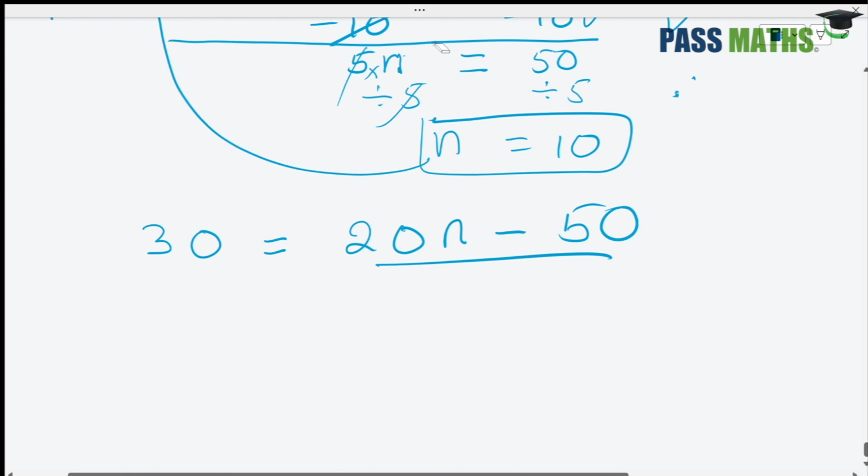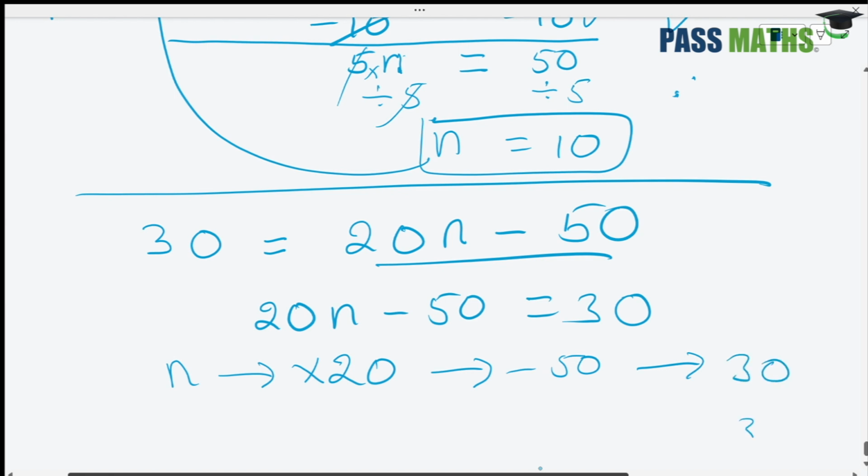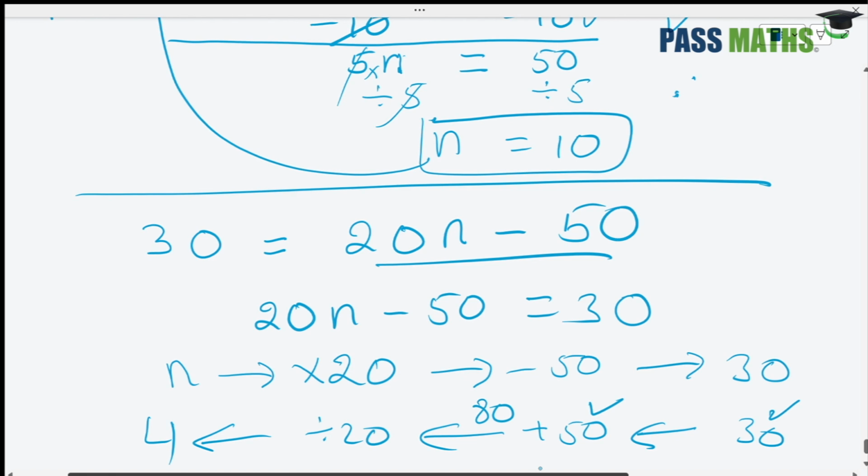Same question. If you still don't want to do it this way, you can rewrite this question as 20n minus 50 equals 30. Now most people will be familiar with this one rather than this one. Now to work out n, so what do we do first? We start with n. n times 20, take away 50 is 30. Go to 30, backward, plus 50, 30 plus 50 makes 80, divide by 20 will be 4.